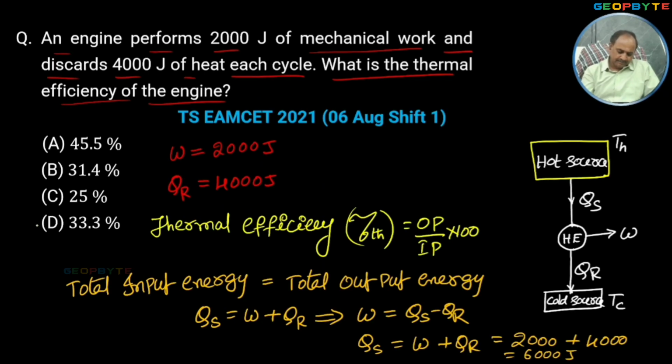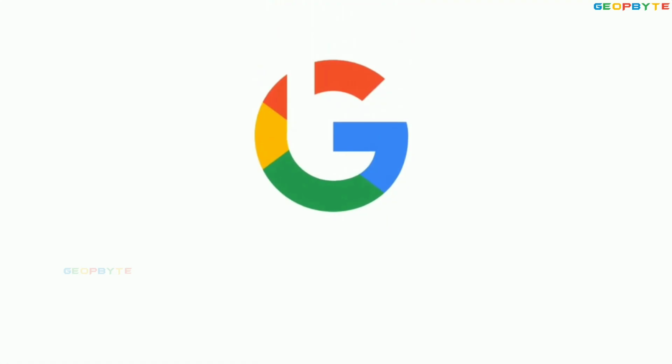Look at option D. Option D is absolutely correct. Understood clearly? Yes. Similarly, Geobyte.